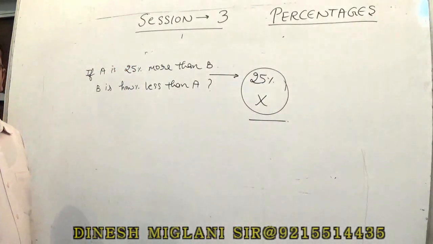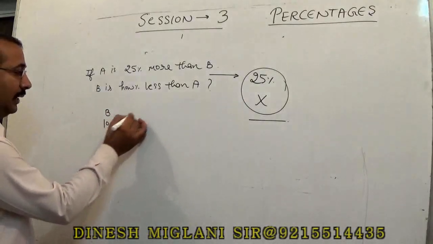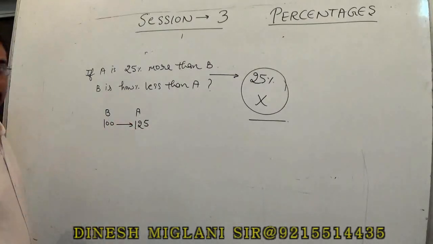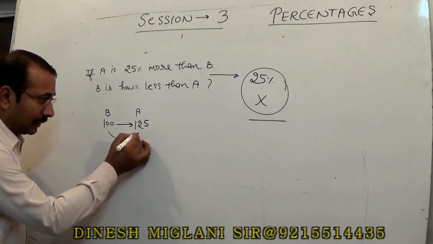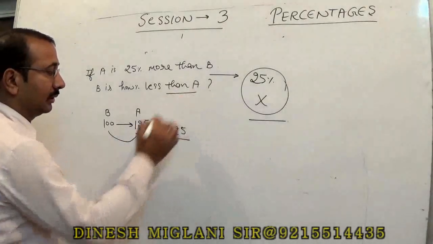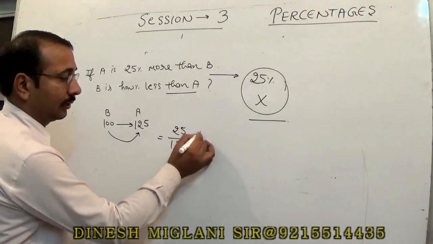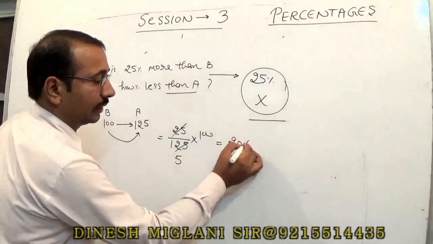A is 25% more than B. If I assume B to be 100, then the value of A is equal to 125, because A is 25% more than B. What is the question? B is how much percent less than A? So I will make a comparison. How much is less? 25. And to whom is it less? Than A, so my denominator must be 125, into 100. 25 upon 125 into 100. Answer is equal to 20%.